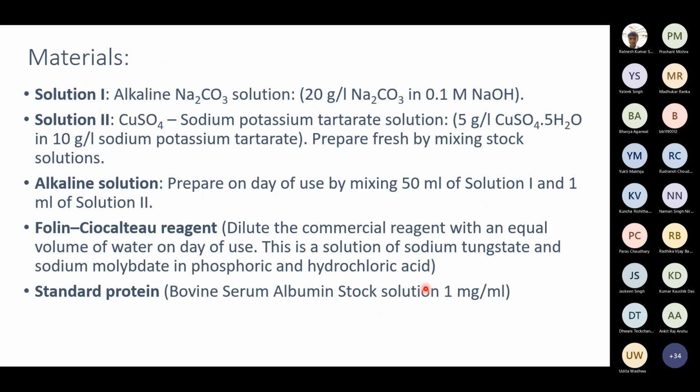Now the materials that are required for this experiment are solution 1, which consists of sodium carbonate, and solution 2, copper sulfate and sodium potassium tartrate. We have to mix solution 1 and solution 2 in a 50:1 ratio to prepare an alkaline solution. Then we have Folin reagent, which is diluted to half by adding water. And then we have standard protein, 1 mg per ml of BSA, bovine serum albumin.